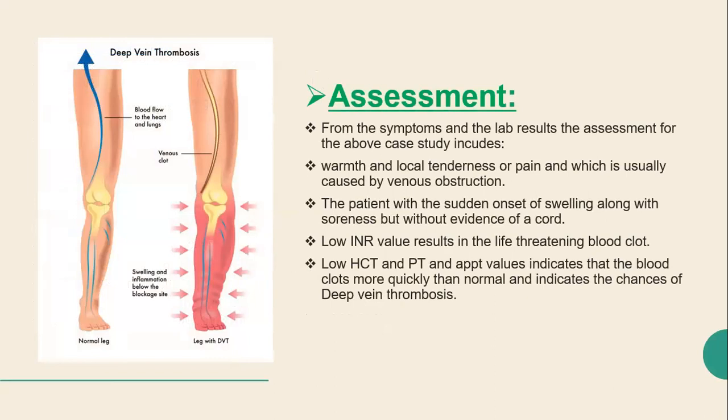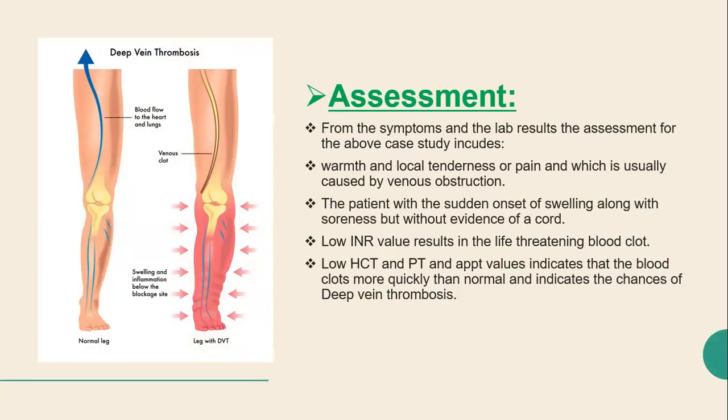From the symptoms and the lab results, the assessment for the above case study includes: number 1, warmth and local tenderness or pain, which is usually caused by venous obstruction. Number 2, the patient starts complaining with the sudden onset of swelling along with soreness but without the evidence of a cord. Low INR values result in a life-threatening blood clot. Low HCT, PT and APTT values indicate that the blood clots more quickly than normal and indicate the chances of deep vein thrombosis.